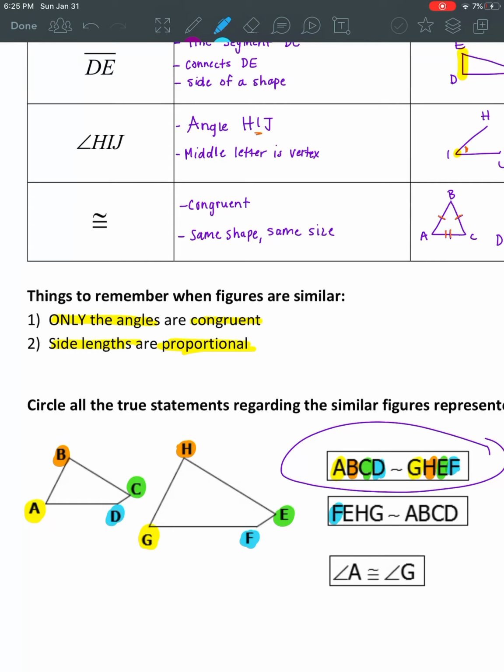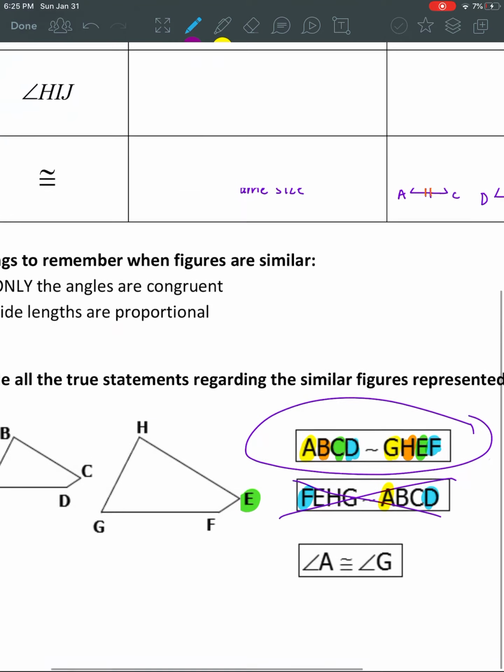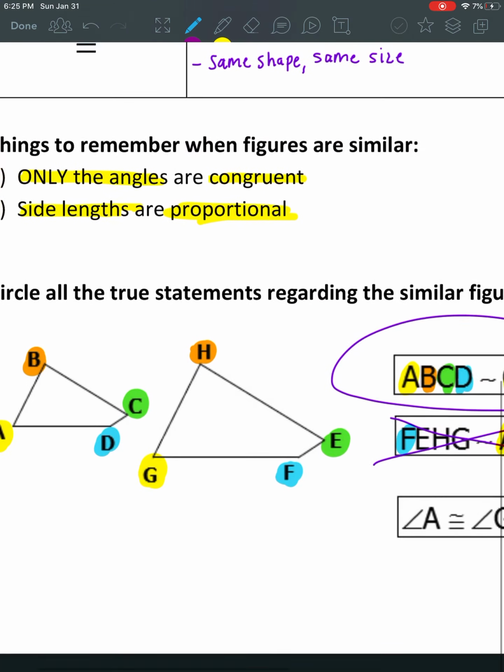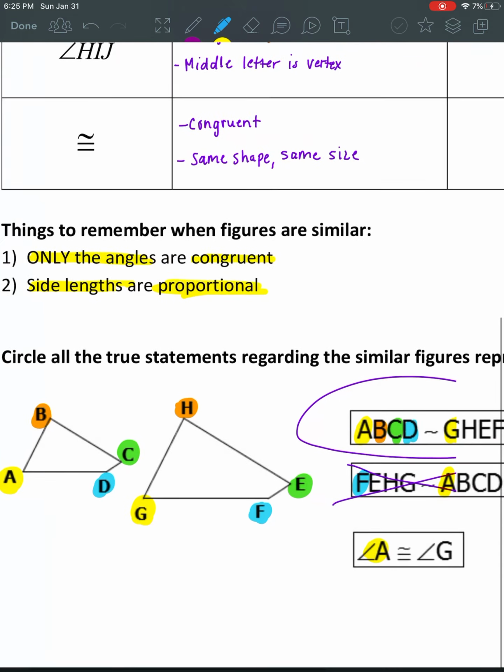Okay. Now, if we look at the next one, F means the second shape came first, which does work. Well, F matches up to D. Notice how they're not then listed in the same order, because in that second, in that ABC, the A is listed first, and so these are not. So F and A, that is not a correct statement. We can't say that because F doesn't match up to A. It matches up to D, okay?